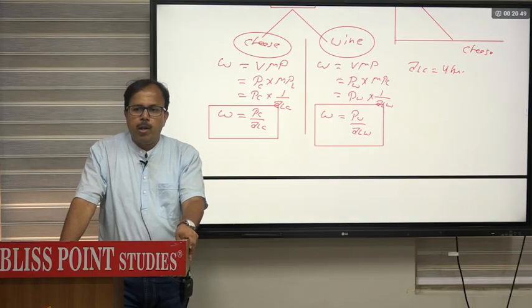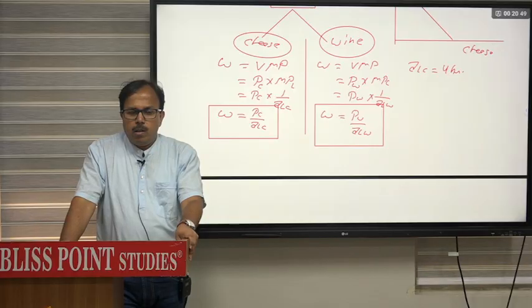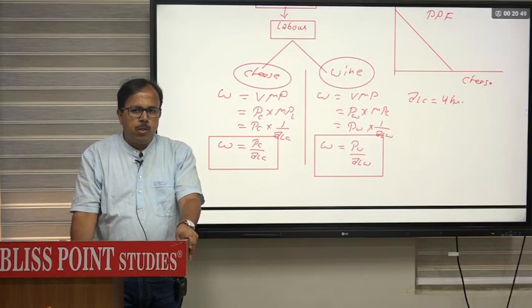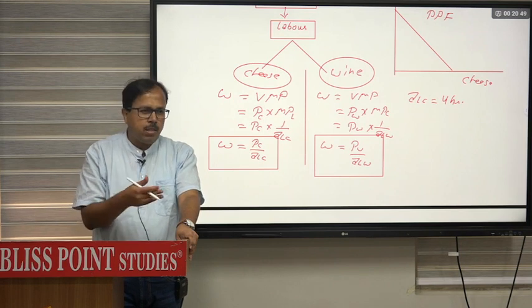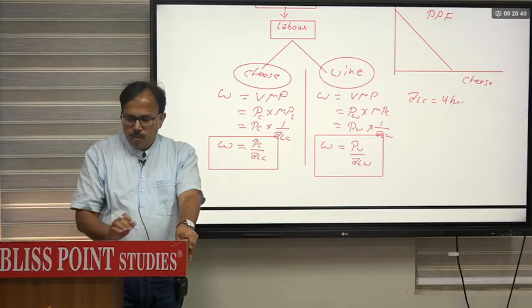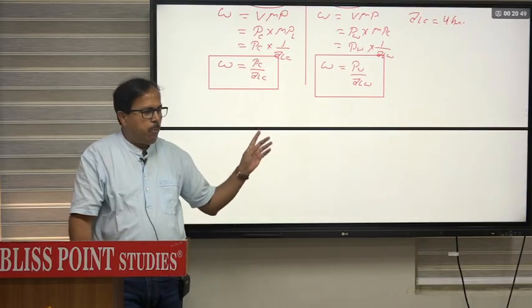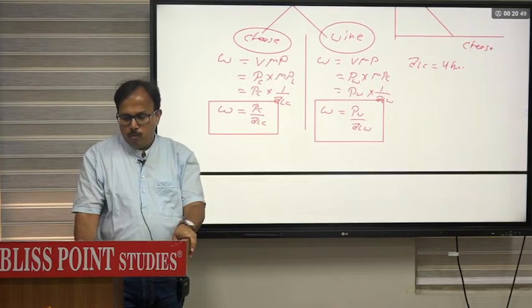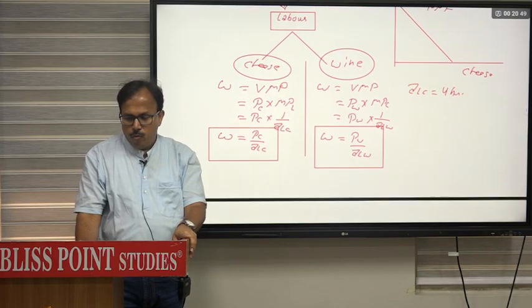ठीक है, यहाँ तक का पॉइंट. इतना डिटेल आपको वहाँ पे इस पे आंसर लिखने से स्पेस नहीं होता, बट वो बेसिक है जिससे आपको रिलेट करना है बस. Wage in cheese will be PC upon ALC and wage in wine will be PW upon ALW. ठीक है.